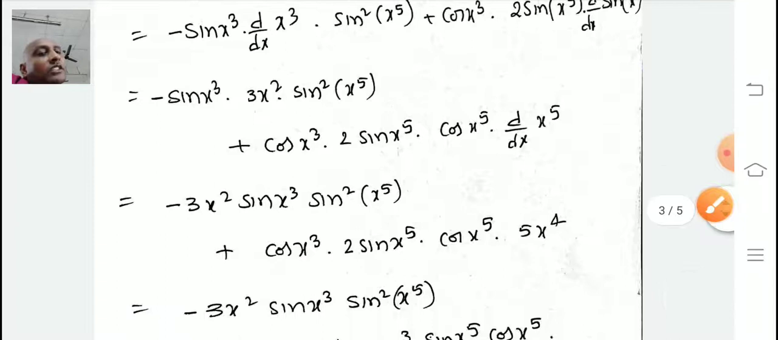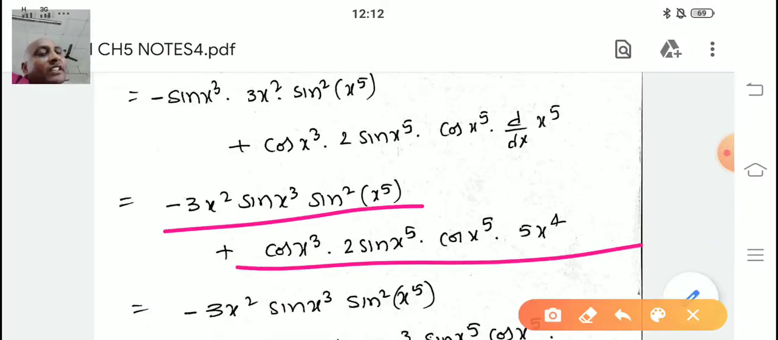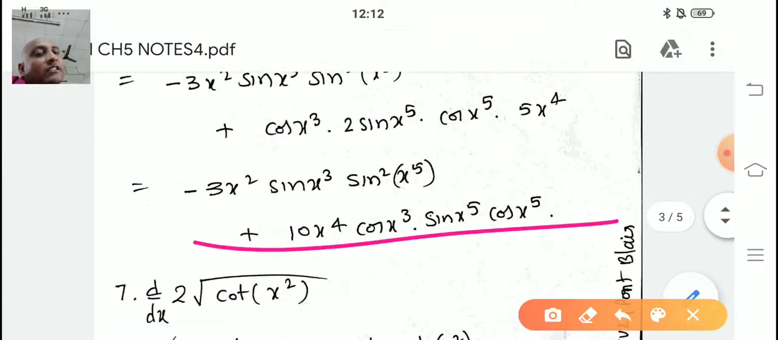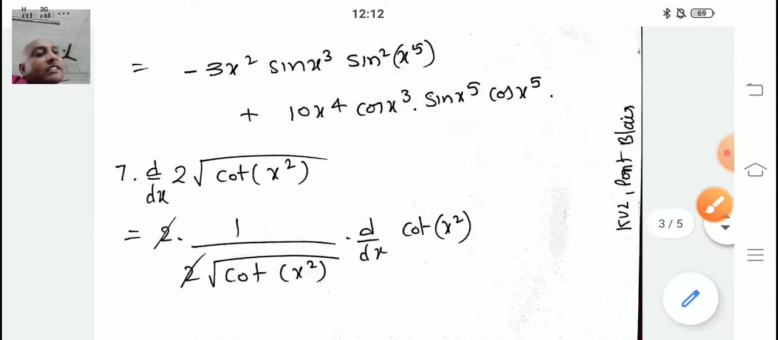So in a similar way you can do it with the chain rule. The answer will be done like this. Finally, simplify and write down the answer, and you will get the required answer. Okay, next is the 7th question.